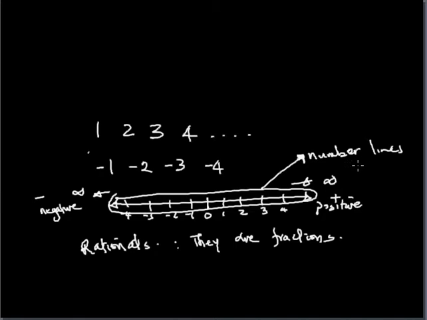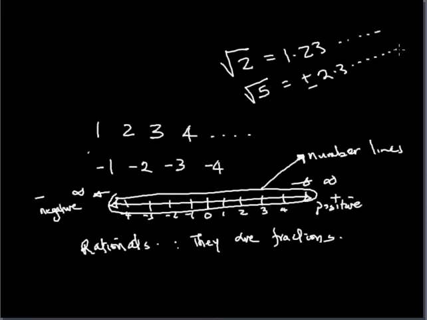And we also have irrational numbers. Irrational numbers are numbers that you have to find the square root of. Take for instance, root 2 will give you an irrational number of 1.23 to infinity. The number continues to infinity. And you can also have root 5, it can either give you plus or minus 2.3, and it goes to infinity. These are called irrational numbers.